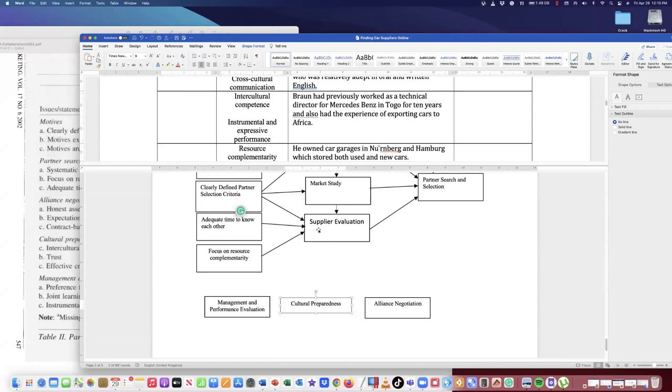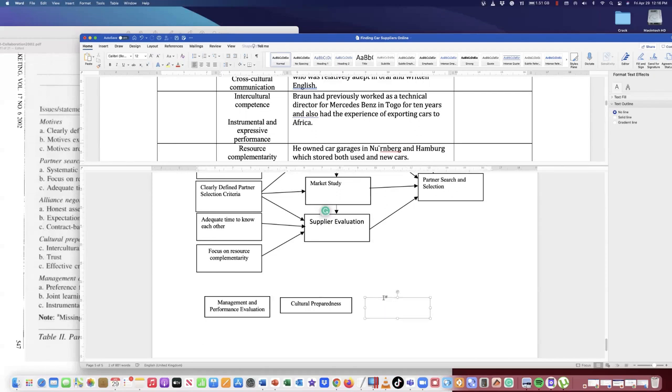So what you are now trying to say is that to evaluate a supplier, you will need clearly defined partner criteria, adequate time to know each other, and focus on resource complementarity. You have to also manage the person's performance, check if you are culturally prepared, and then in fact, I don't want to call this one alliance. This is negotiation.